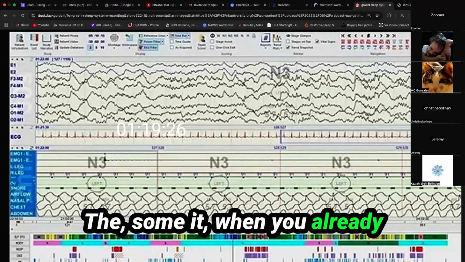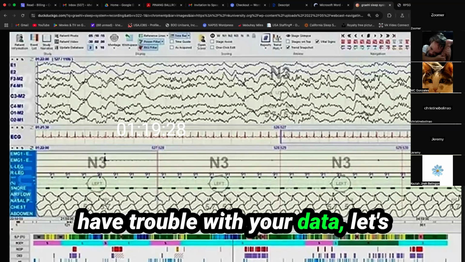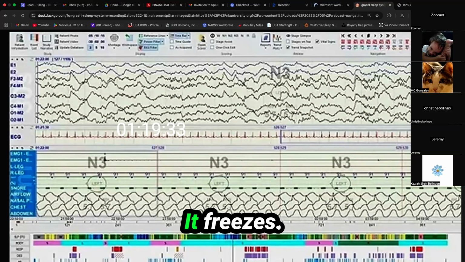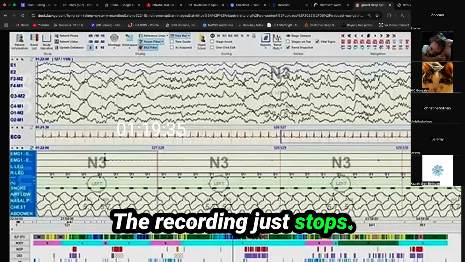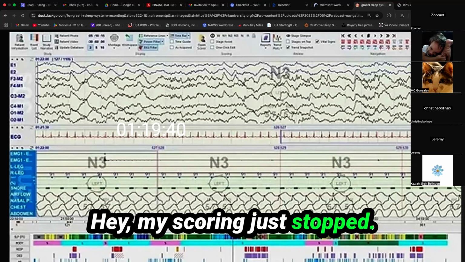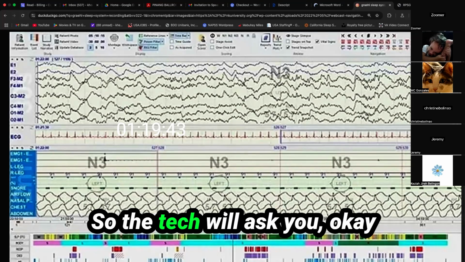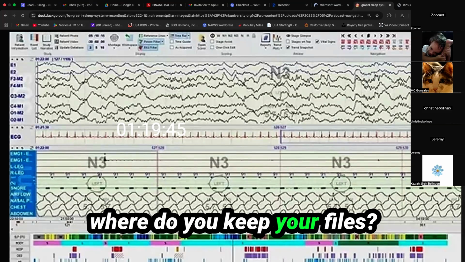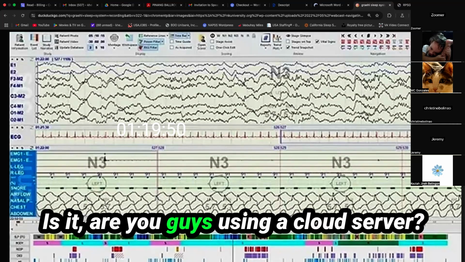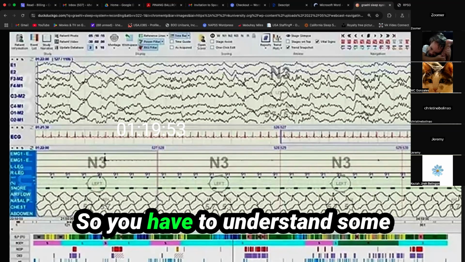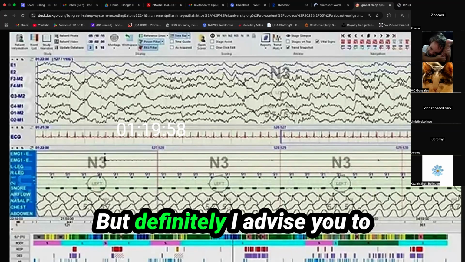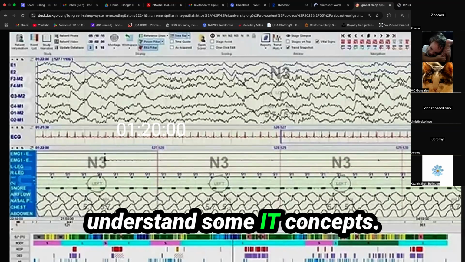Let's say you already have trouble with your data, you're trying to score a study or you're running a study and then it freezes. The recording just stops. So now you call tech support: hey, my scoring just stopped. What happened? So the tech will ask you, okay, where do you keep your files? Is it on a server? Is it a local server? Are you guys using a cloud server? So you have to understand some of these concepts, and we can discuss that at a different time. But definitely, I advise you to understand some IT concepts.